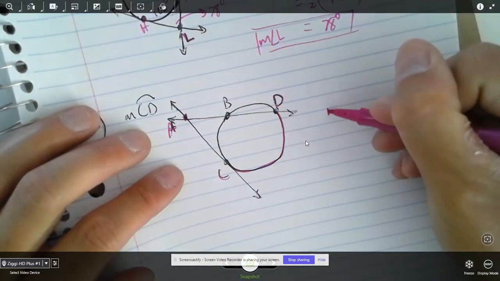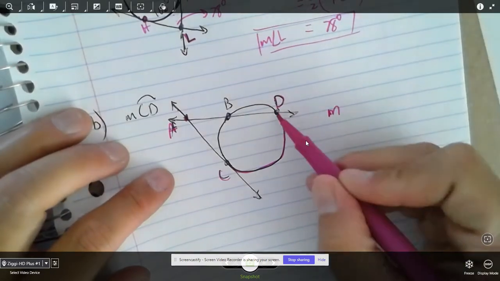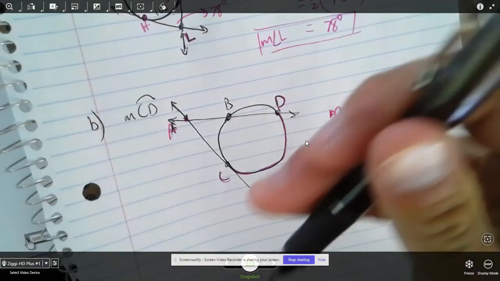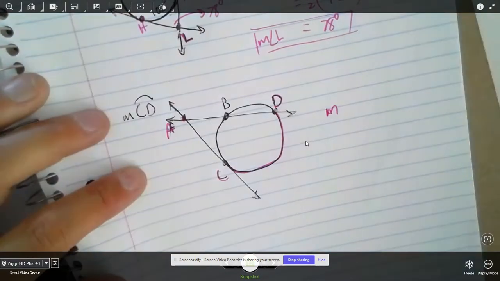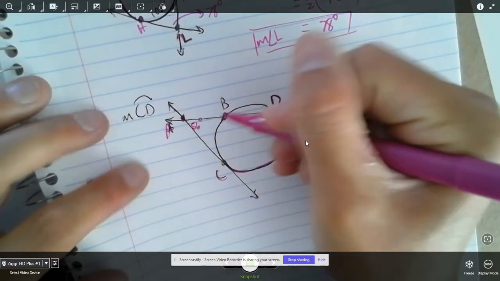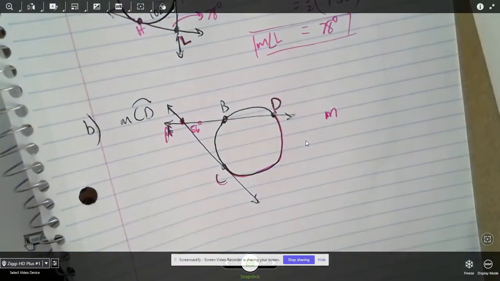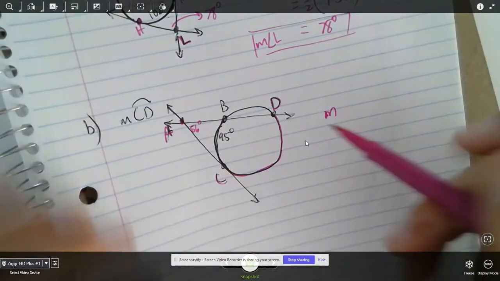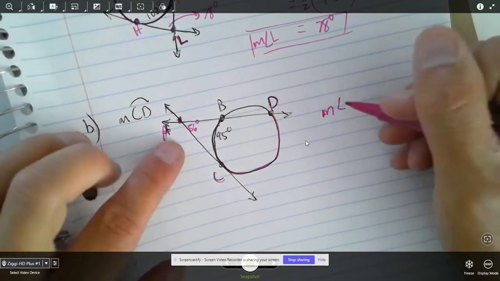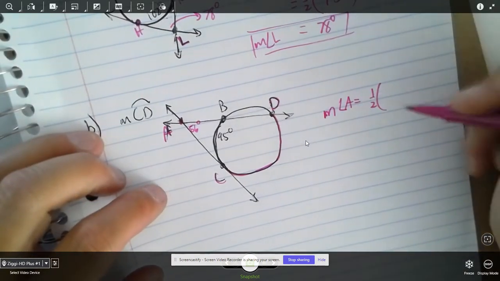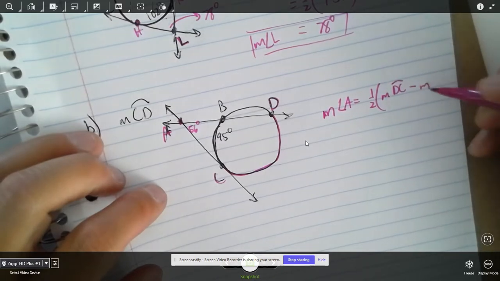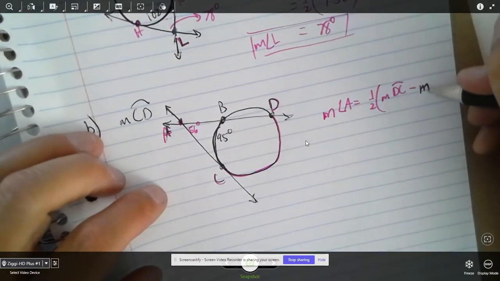Measure of angle A, but interesting enough, we don't have CD. Oh, sorry, I didn't give you what's given, so let me give you what's given. Measure of angle A is already given to you as 56 degrees. BC, however, is 95 degrees. The arc BC is 95 degrees. But let's just write out what we need. We know that the measure of the angle A is still going to be equal to 1/2 of the large arc, measure of arc DC, minus the measure of the arc BC, all right?